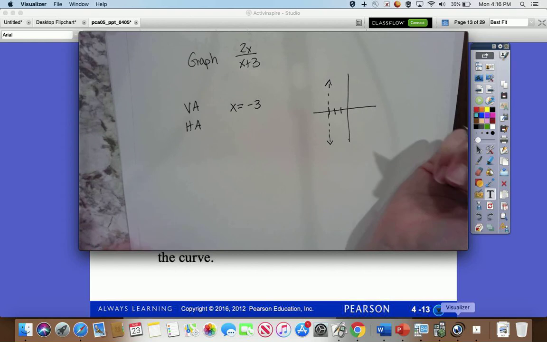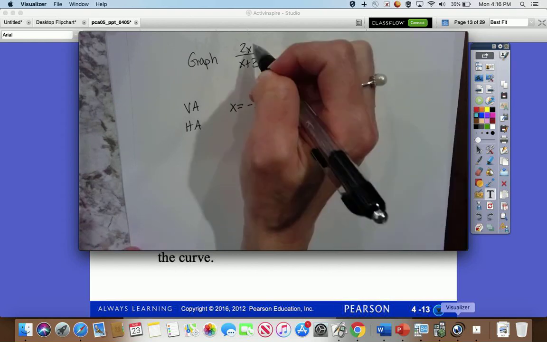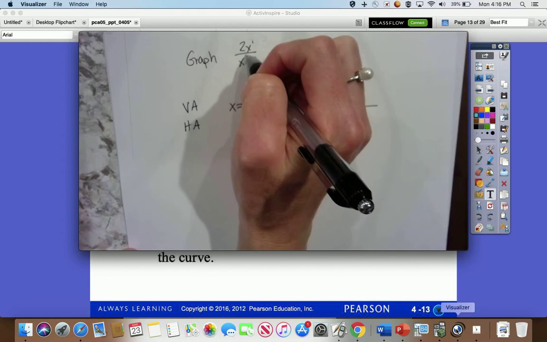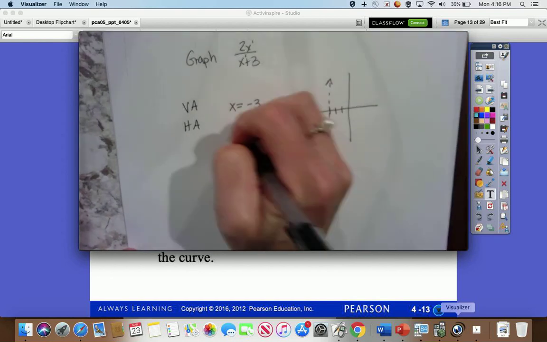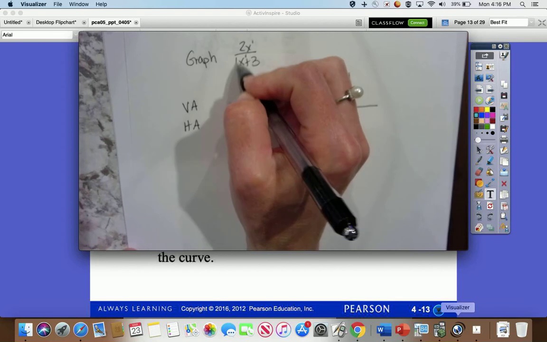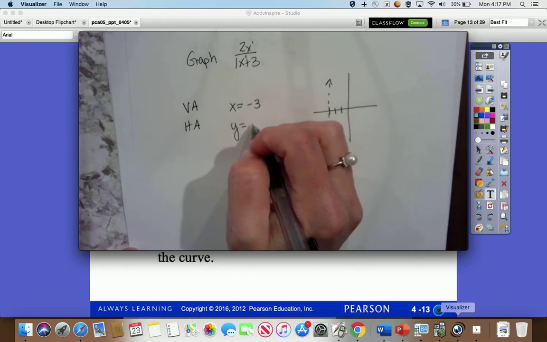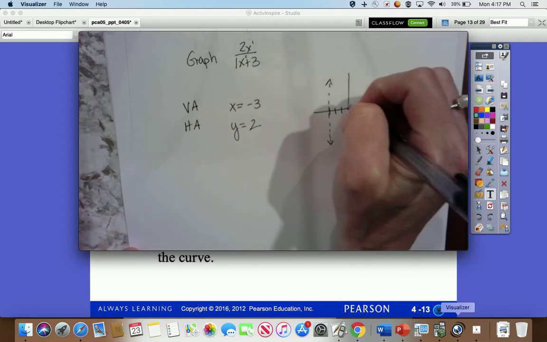Horizontal asymptote, you're supposed to look at the degree of the numerator versus the degree of the denominator. These both have an understood 1 for their degree, so we just divide the coefficients. 2 divided by this understood 1 right here, there's an understood 1 there. 2 divided by that understood 1 is 2. So our horizontal asymptote is y equals 2.